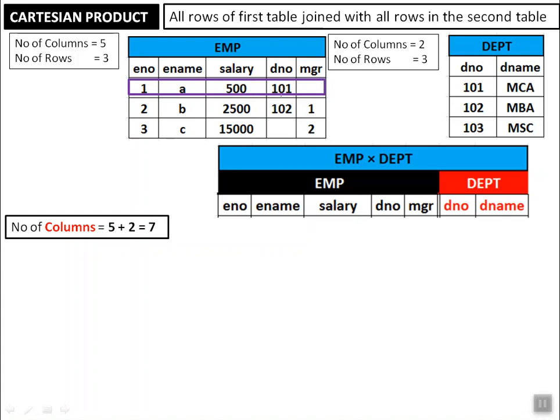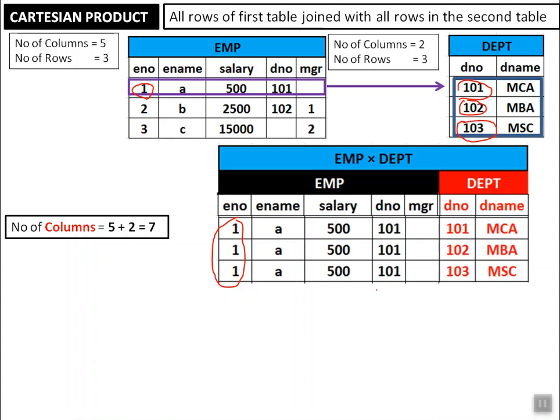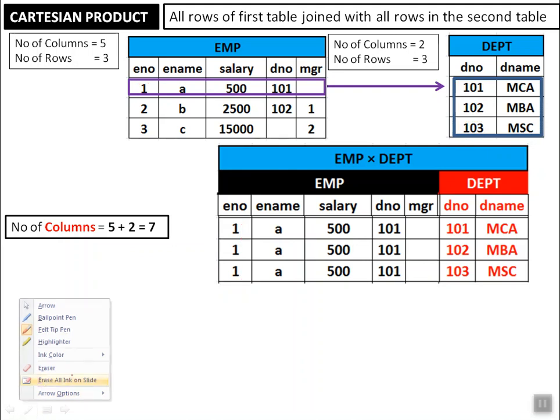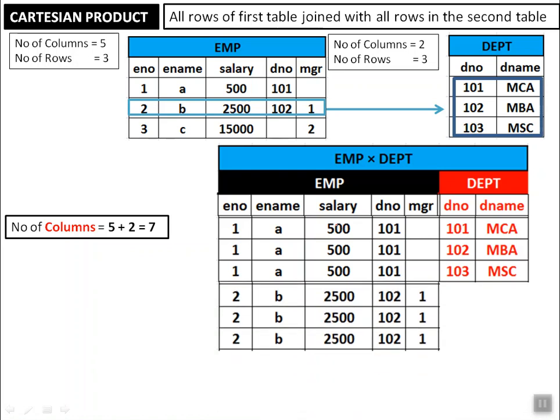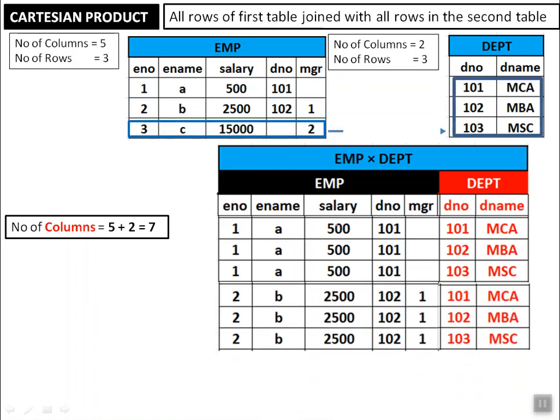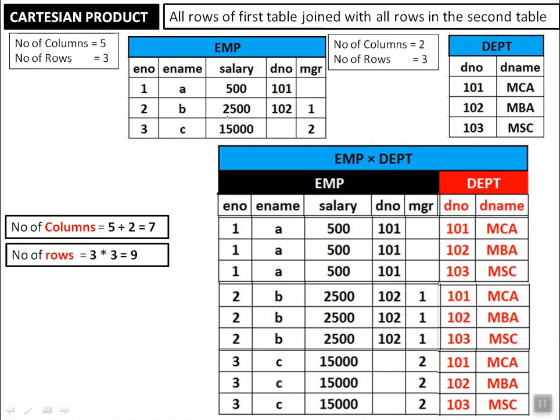If we take the first row in employee, it will join with all 3 rows. So employee number 1 you will find 3 times in the Cartesian product. Look at this, 3 times: first appearance with 101, second appearance with 102, third appearance with 103. Similarly, employee number 2 and employee number 3 you will also find 3 times each. So ultimately, the number of rows in the Cartesian product will be 3 into 3, that is 9.